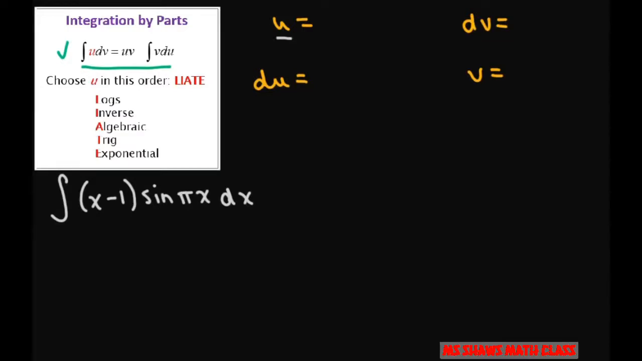And the way to choose U is to use this mnemonic device, LIATE, and just use this in this order. So the first thing we have is an algebraic expression, so that's going to be your U. The second expression is trigonometric, and so that's going to be everything else. Everything else, therefore, is just going to be dv. So let's fill that in. Our U is x minus 1, and everything else is sine of pi x dx.